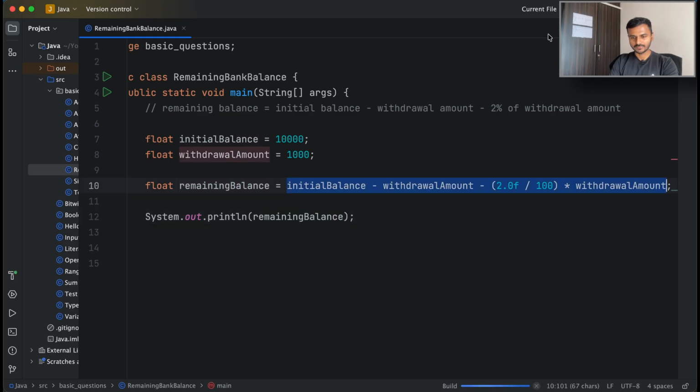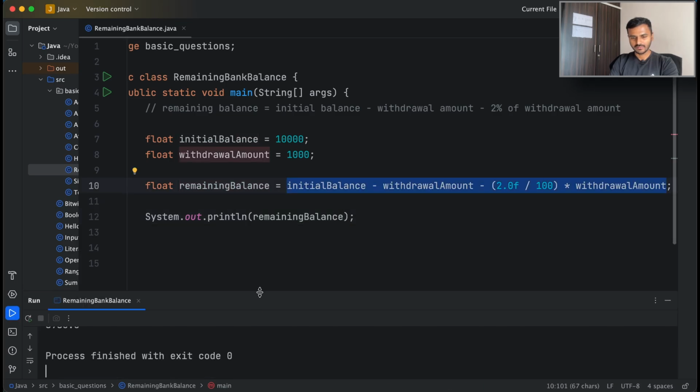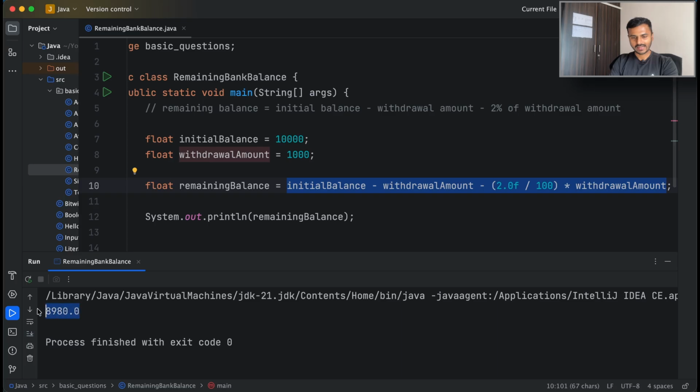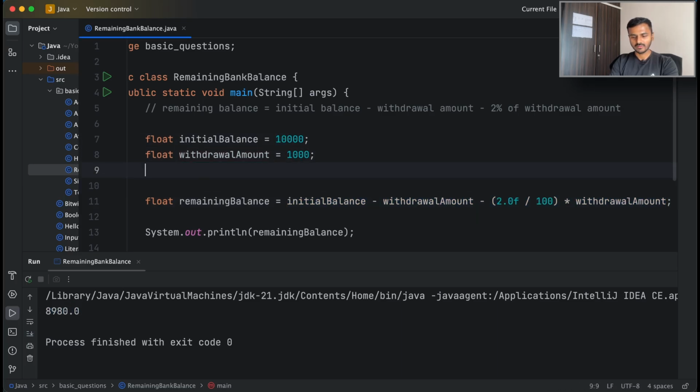Well, let's find out. So if I check, we are getting 8980. And is this correct? So 10,000 minus 1,000 will give us 9,000. Then we need to subtract 2% of 1,000. Now 2% of 1,000 is 20. So we are going to get 8980. And this is what we got as the output, which means the output is correct.